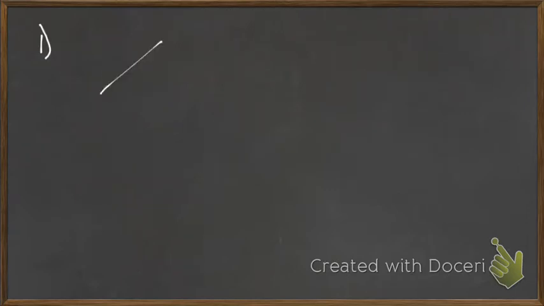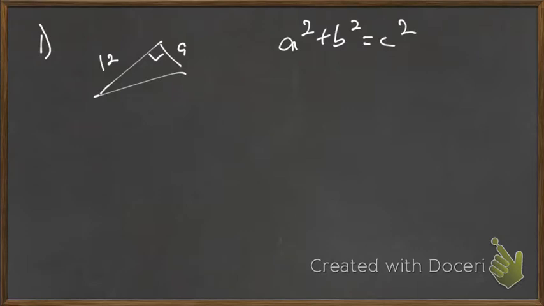Number one, you have a right triangle that looks something like this. We got 12 and 9. So if I'm thinking A squared plus B squared equals C squared, 12 and 9, are they A, B, or C? Who can tell me what's what? A is 12, B is 9, and C is the one we don't know. Yeah, correct. And you could switch A and B. It won't make a difference, right? Because of the commutative property of addition.